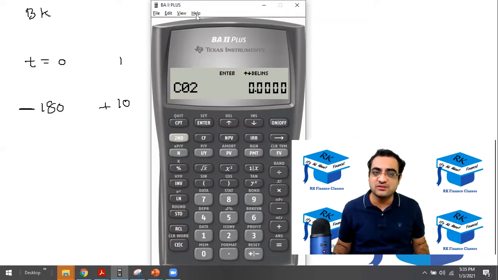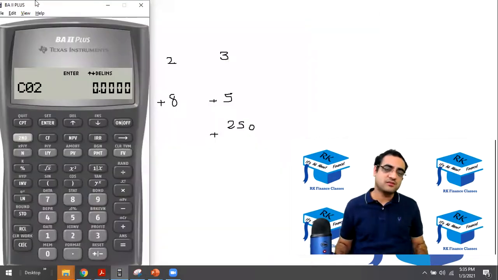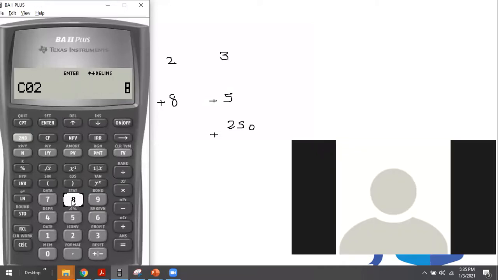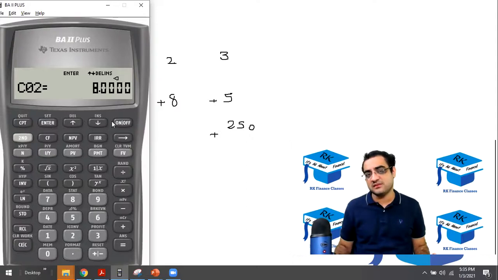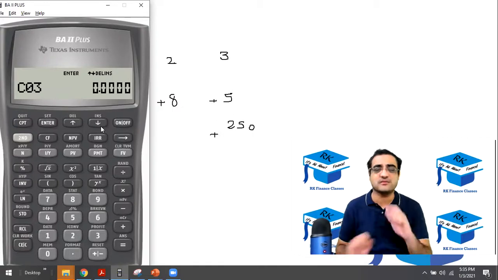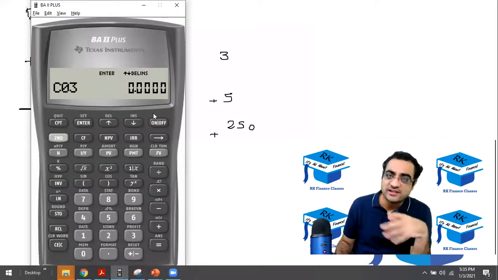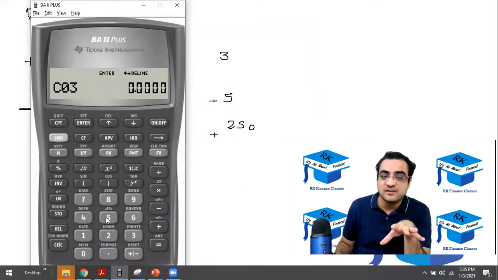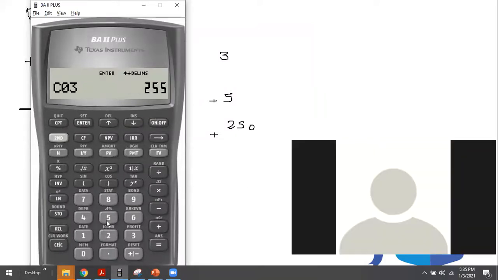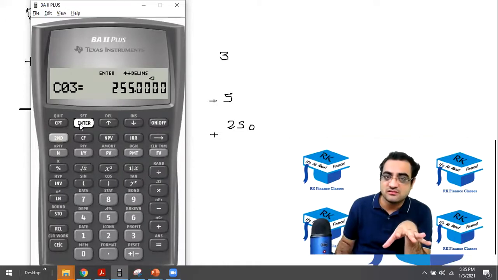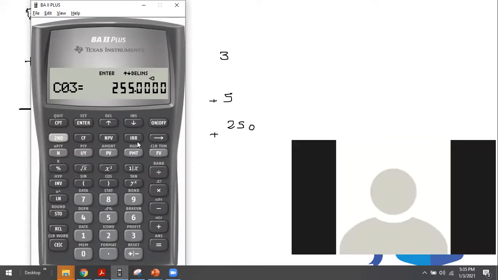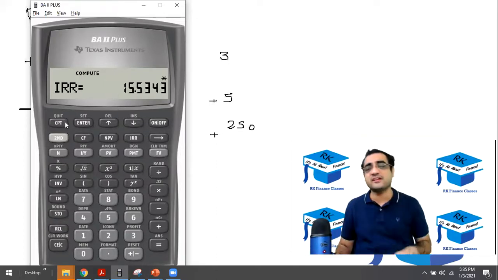Come to C02. What is second year ka cash flow? 8. Press 8 and press enter. Done. Press down. Ignore the frequency. C03. What is C03? 5 and 250, which together plus adds 250, 255. So 255 and enter. Done. Press IRR and press compute. What are you getting?